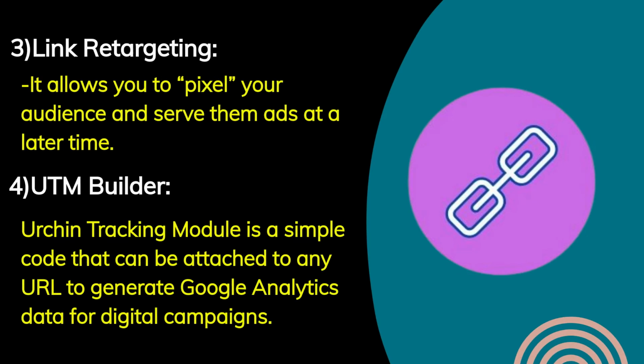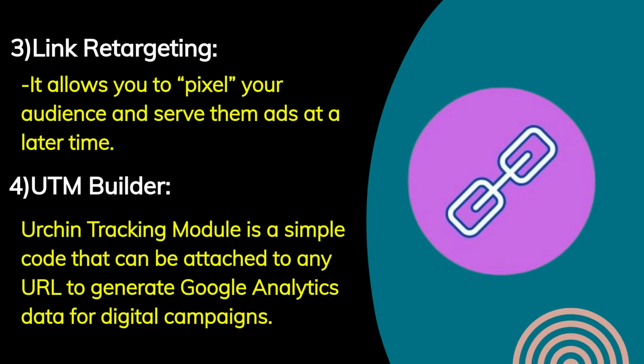Third, link retargeting. It allows you to pixel your audience and serves them ads at a later time. Fourth, UTM builder. Urchin tracking module is a simple code that can be attached to any URL to generate Google Analytics data for digital campaigns.